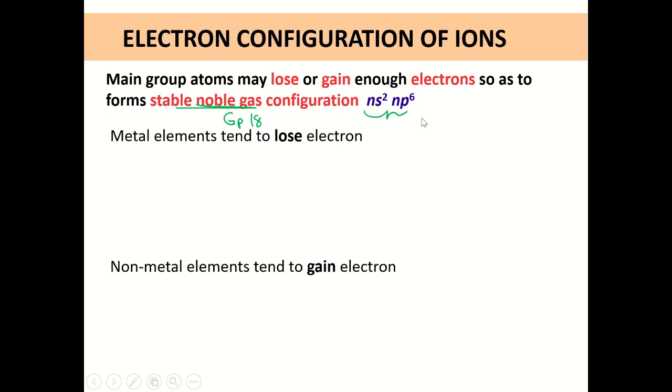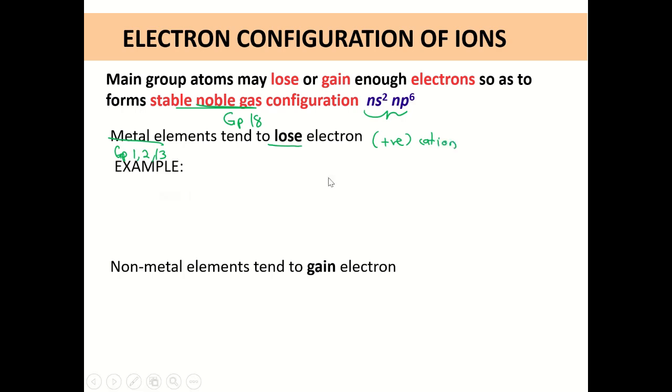configuration, ns2 np6. So metal elements, for example, group 1, 2, and also 13, tend to lose electrons in order to form this stable noble gas configuration. So that means when it loses electrons, it's going to form a positive ion, which is called the cation.